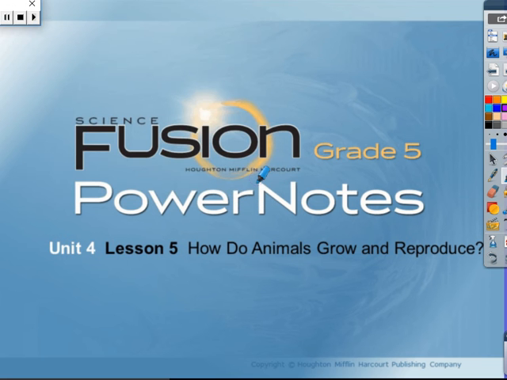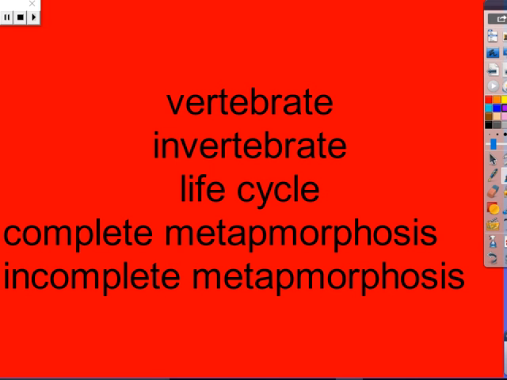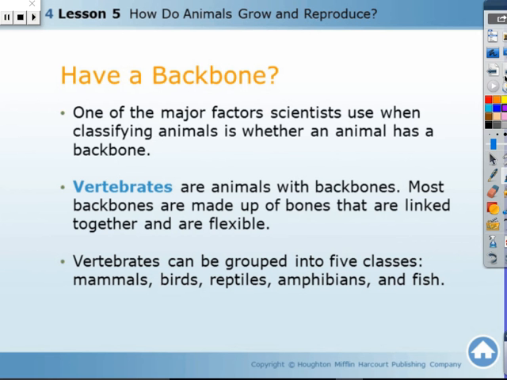Lesson 5, how do animals grow and reproduce? Vertebrate, invertebrate, life cycle, complete metamorphosis, and incomplete metamorphosis are your new words to add. Vertebrate, make sure that one's in your notes.